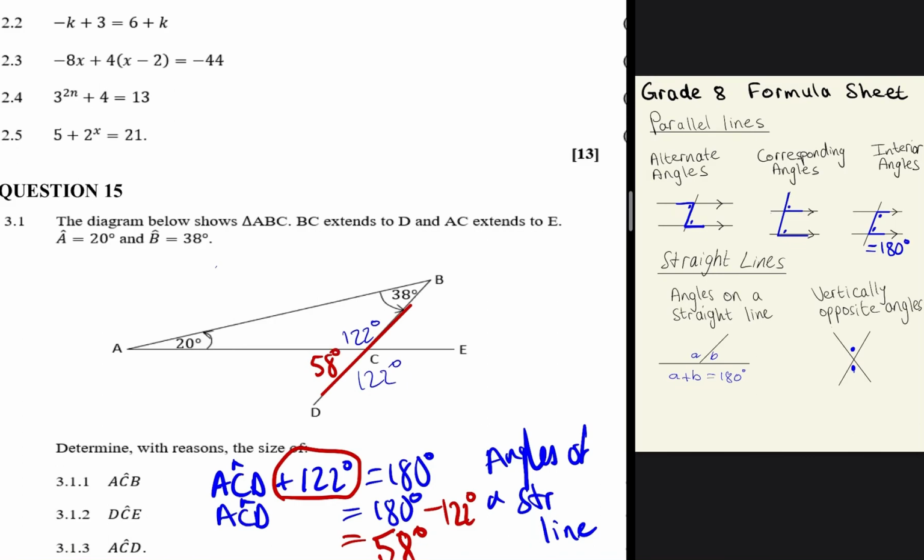They didn't ask for this in the exam. But should they have asked for this one here as well? Now you can see here's a 58, and again you can use vertically opposite angles. That's why this angle here is also 58 degrees.